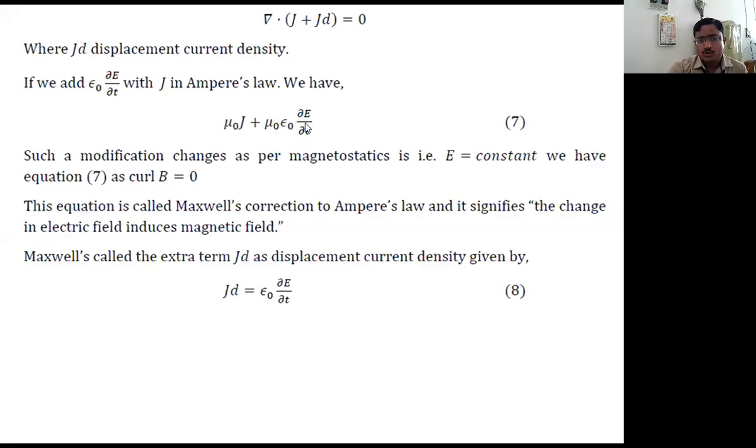this is related to electrodynamics. Here, the start of electrodynamics happened when Maxwell corrected Ampere's law. This equation is called Maxwell's correction to Ampere's law, and it signifies that a change in the electric field induces a magnetic field. Change in electric field induces a magnetic field. That's all. And as we already discussed, Maxwell termed this extra term as JD is equal to epsilon 0 dou E by dou t, that is the displacement current. Now, next.